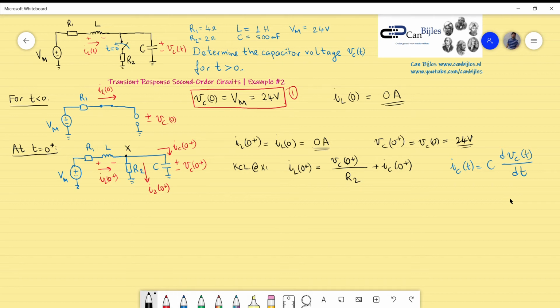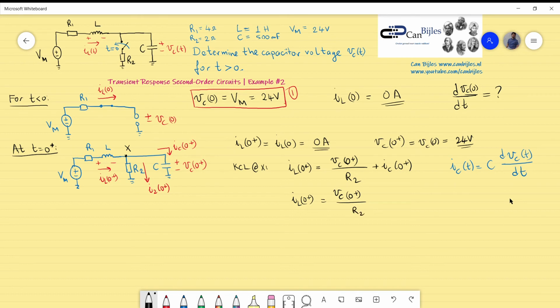So I will write it down here. This is also one of the initial values we require to calculate to determine the VC. So what is this? So let's write it down. This is actually IL plus, I just fill in the given formula for IC.